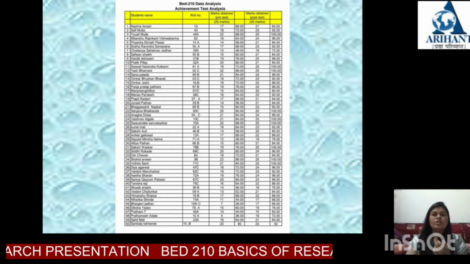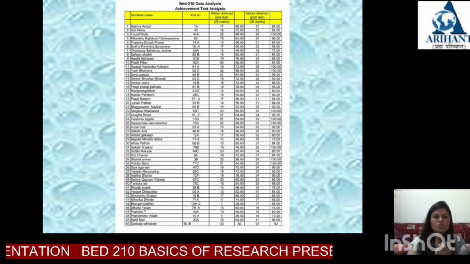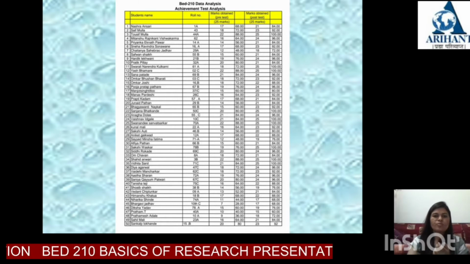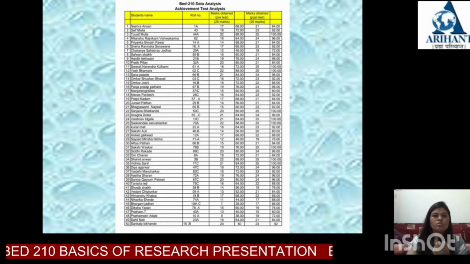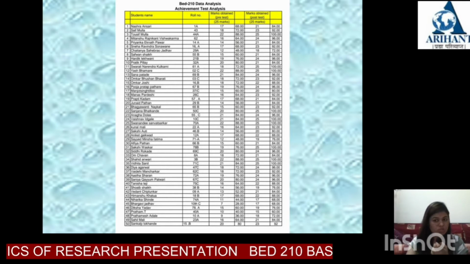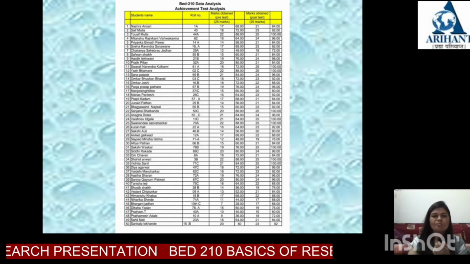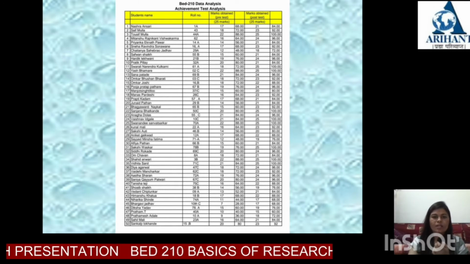Now the actual data analysis and the proof of my research. This is the list of 50 students from Chaitanya's English Medium School, their roll numbers, their marks obtained in the pre-test, marks obtained in the post-test, and the actual percentage of their marks. So this is the achievement test analysis.